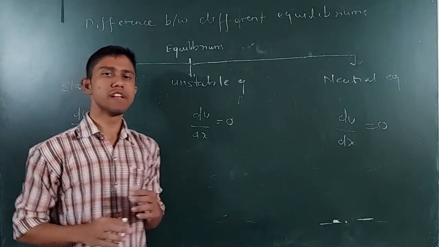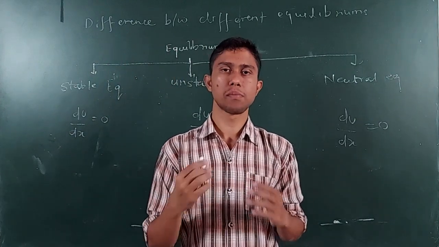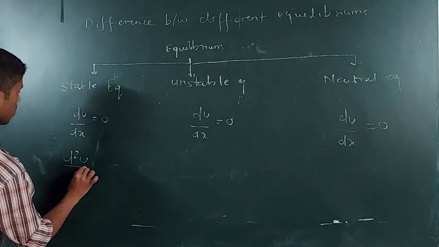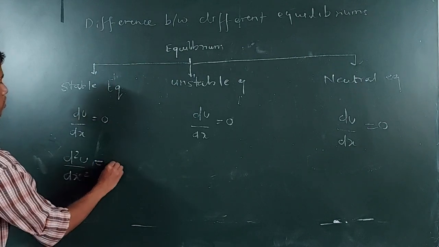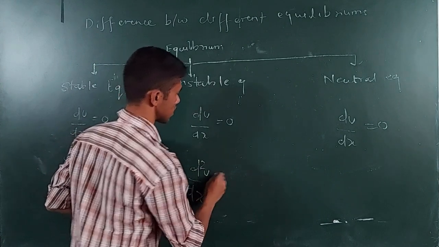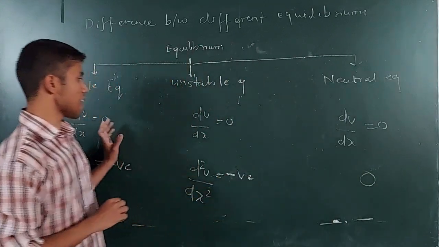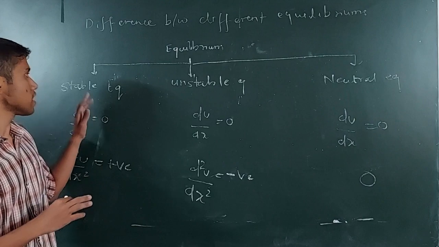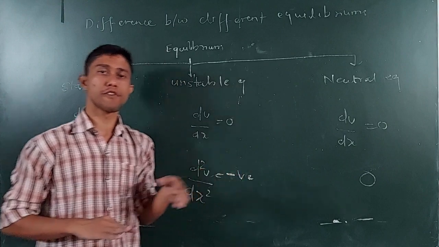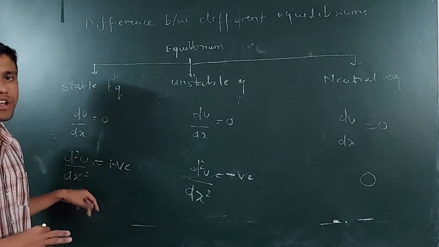But can you tell me, will d square u by dx square be the same for each and everyone? No. And this is the point which we can use to distinguish. So what is the value of d square u by dx square? Here it is a positive value. Here, d square u by dx square is a negative value, and here it is 0. So if I see point 1, I can't distinguish between stable, unstable and neutral equilibrium as each and everyone has value 0. But for finding the difference between whether it is stable, unstable or neutral, I will use d square u by dx square.